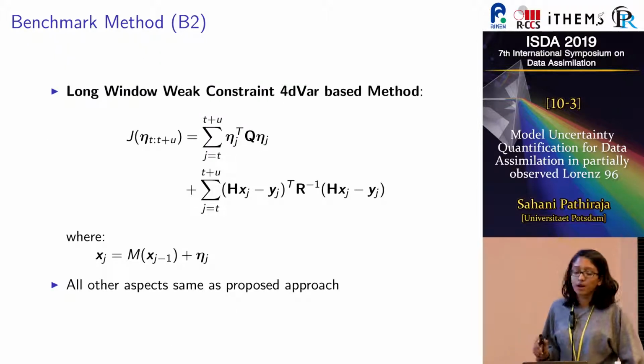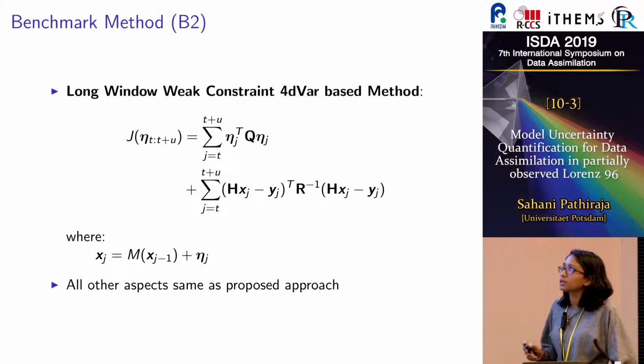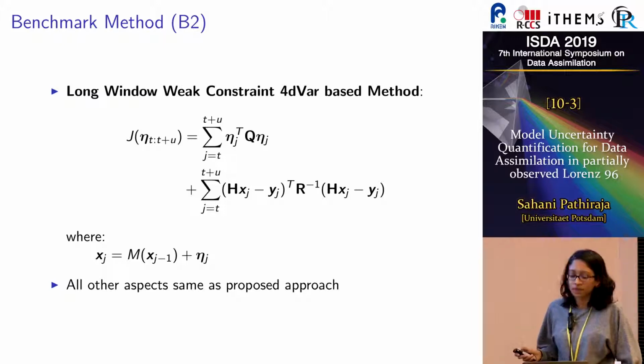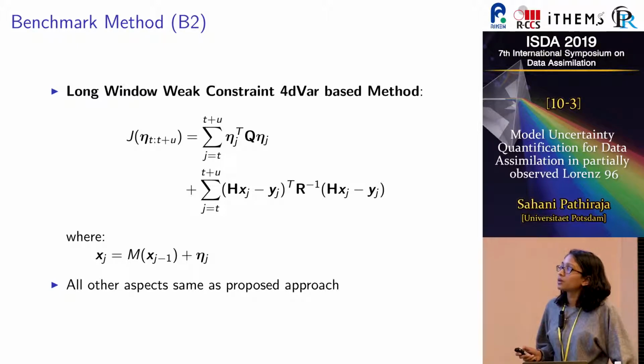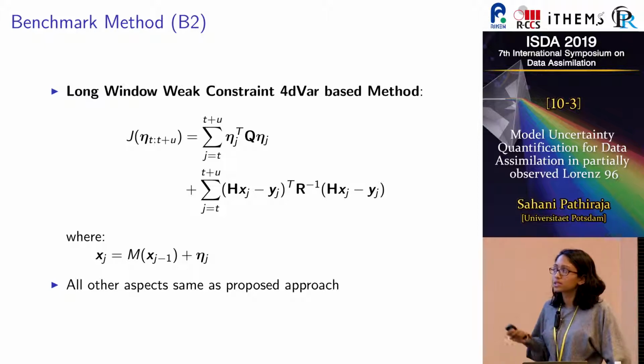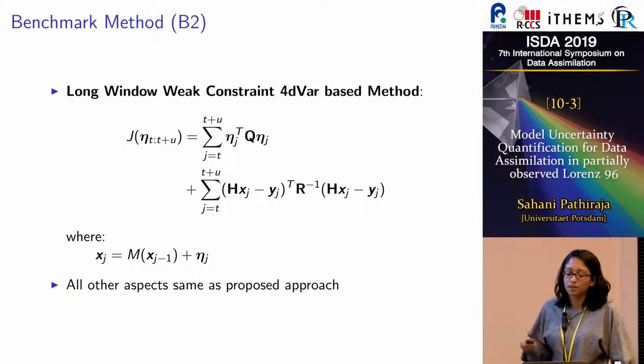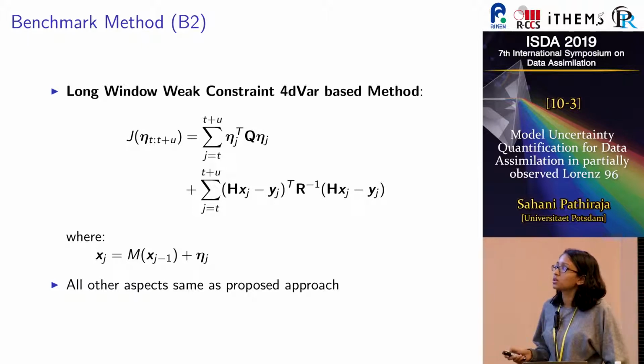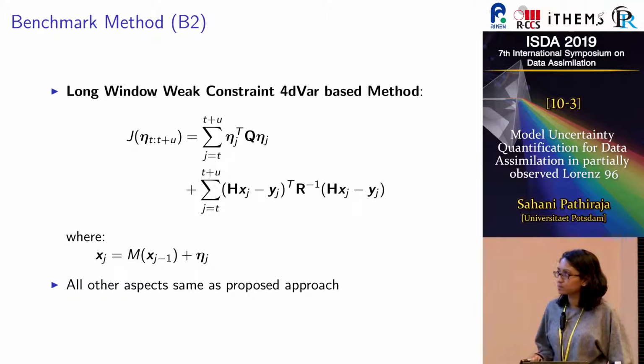The second approach is kind of a hybrid of what we're proposing and long window weak constraint 4D-Var of Trémolet that I mentioned earlier. So the only thing that we're varying here is the cost function in the optimization approach. So we're still doing all of the density estimation. And here the reasoning behind this is really just to test the benefit of this conditional variance minimization approach. So here we have just a fixed covariance matrix Q that has to be specified. And also, as I mentioned, we no longer have this background error term.